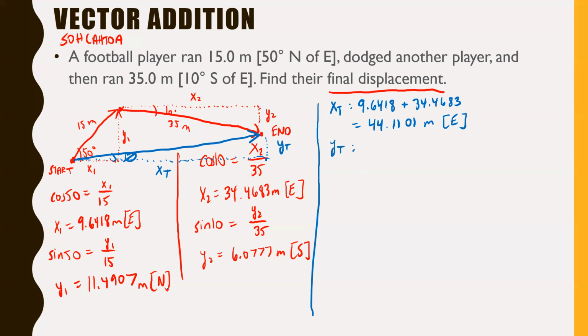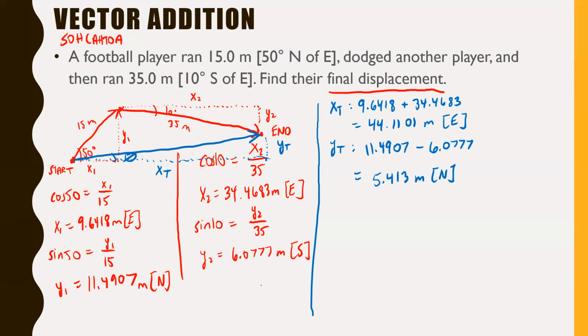We've got to be careful because one of these is north and one of these is south. Since the north one is bigger, I'll call that our positive. So I'm going to say it's 11.4907. And then the other one, since it's to the south, I'm going to subtract it instead. So minus 6.0777. Give me a second, 11.4907 minus 6.0777. This gives me 5.413 meters to the north, because that was my positive direction before.